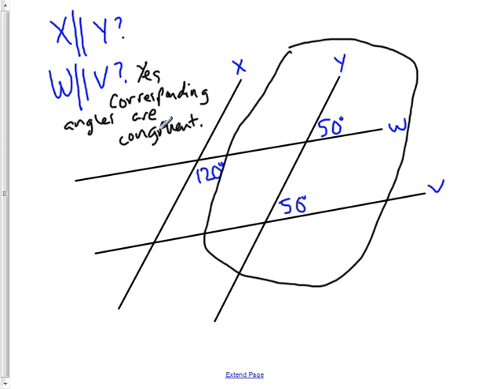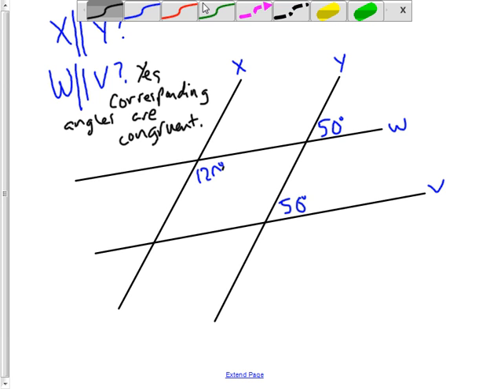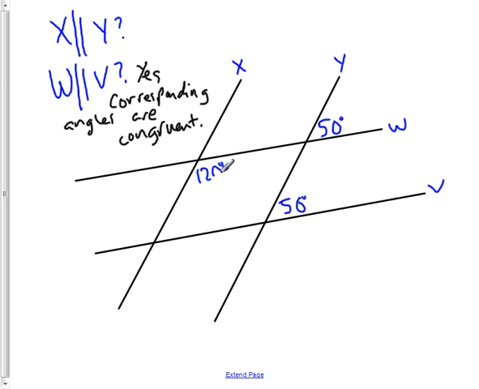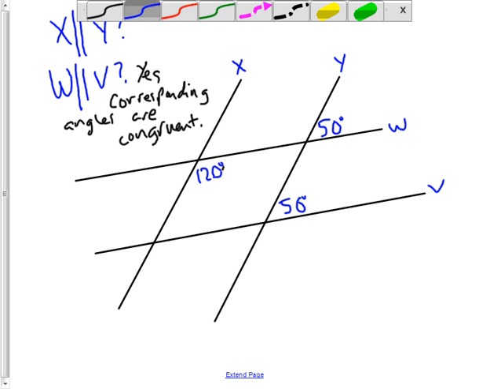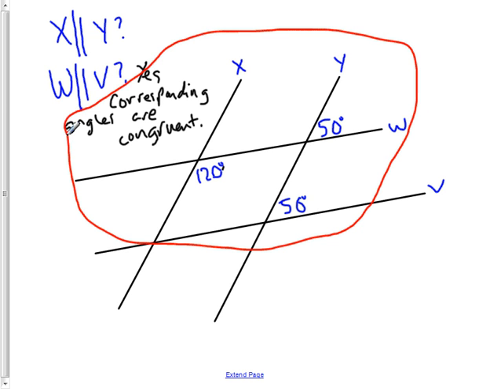Now let's look at the other side. So let me just kind of get rid of this little mark I have here. So that's a 120. We'll fix that in a minute. And so we showed that W and V are parallel. Now let's say, what about X and Y? So I just want to focus in on, let's see, we'll fix the 120 here. And I just want to focus on this section right here.